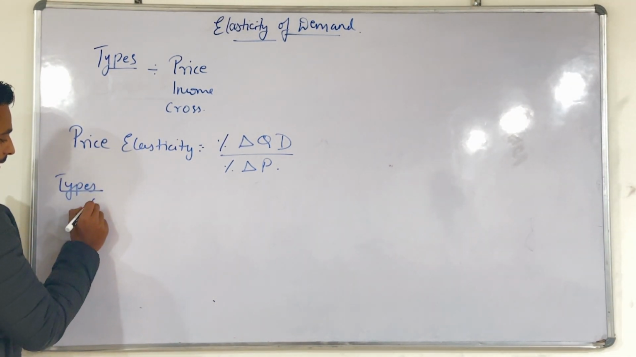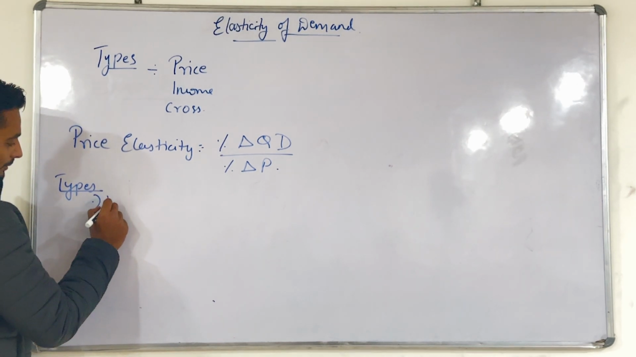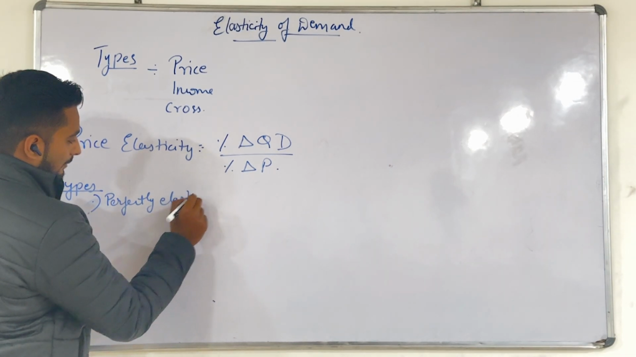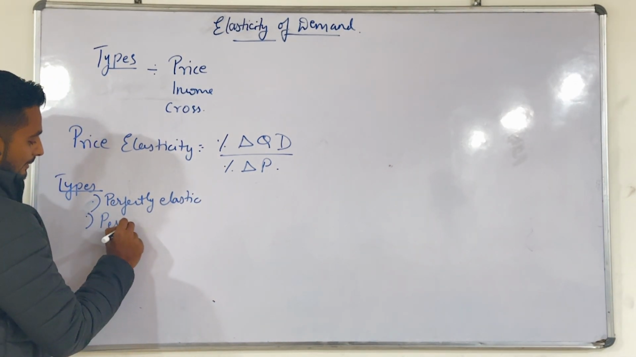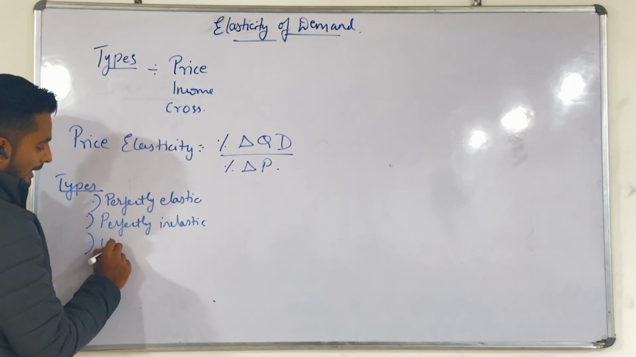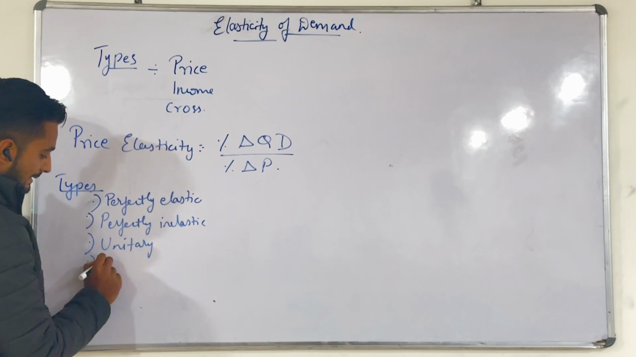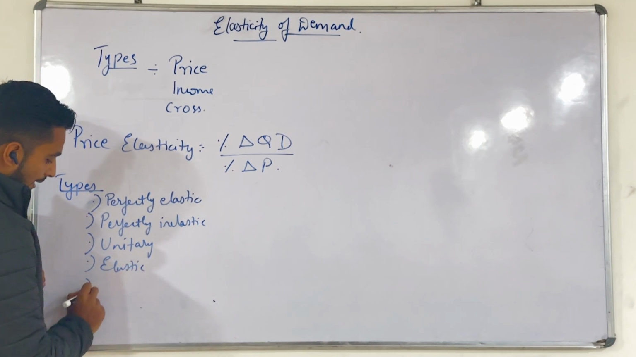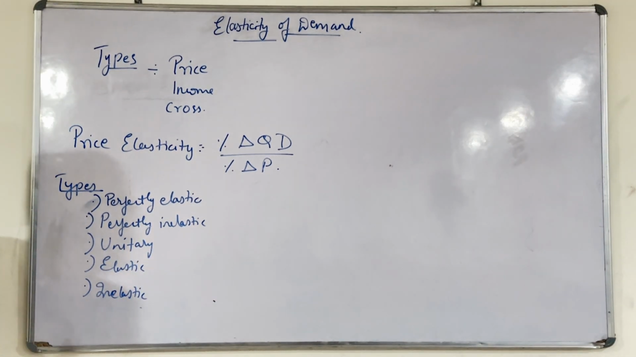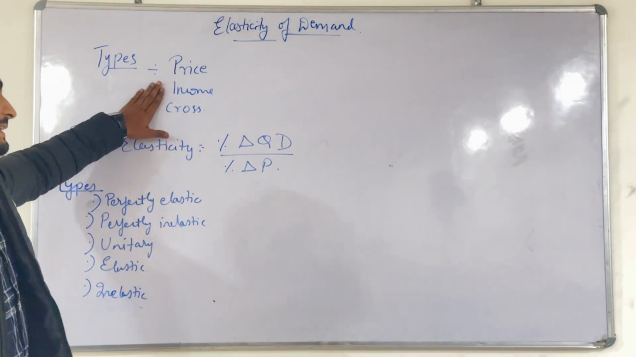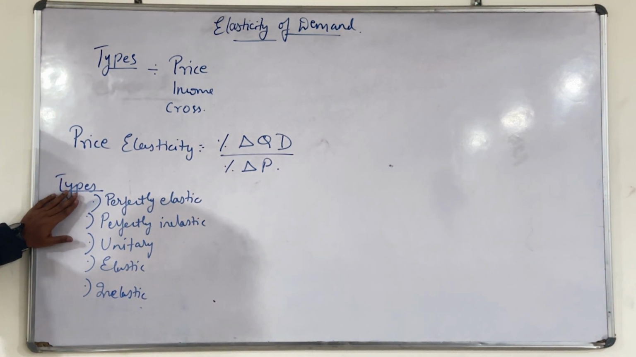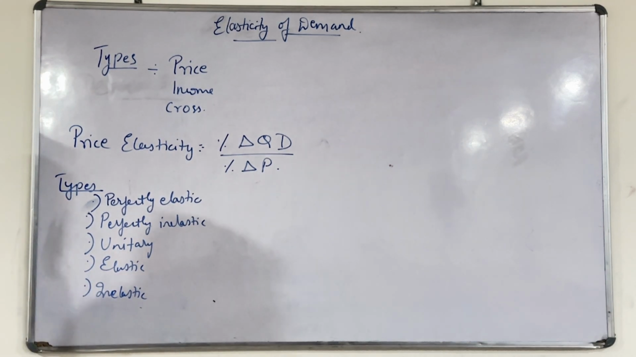The five types of price elasticity are: first is perfectly elastic, perfectly inelastic, unitary, elastic, and inelastic. Okay. Now, elasticity of demand is of three types: price, income, and cross. And price elasticity is of five types: perfectly elastic, perfectly inelastic, unitary, elastic, and inelastic.